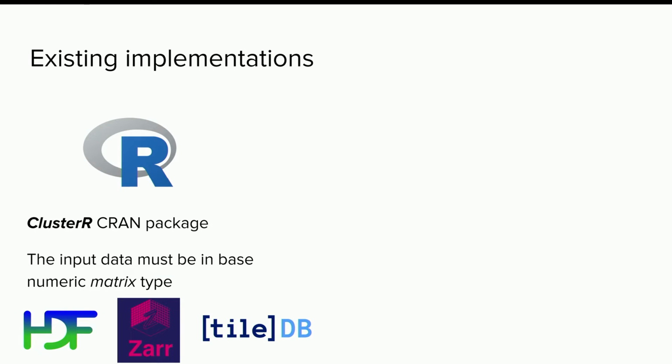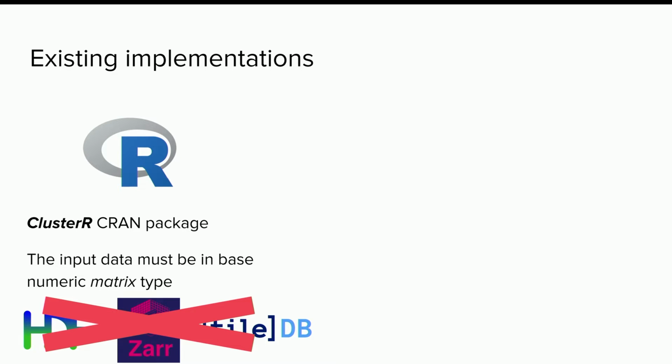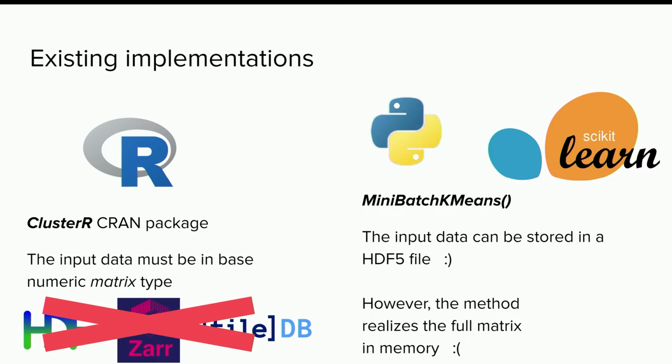So there were some existing implementations at the time. One was in R, in the cluster R package, and if you wanted to use the file formats that I talked about before, HDF5, TileDB, and Zarr, it cannot work. It only allows you to have the data stored in memory. So this is a problem. And then there is an existing implementation in scikit-learn. Here, the data can be stored in an HDF5 file. That was really exciting. But if you go to execute the algorithm, there's a step at the very beginning where it just reads the whole data set right into memory, and then you're off and running. So that one was not so desirable.